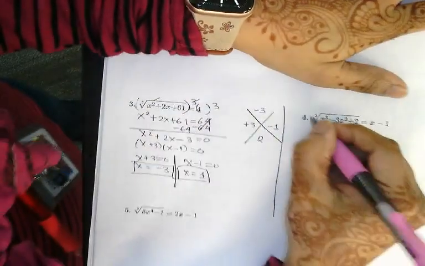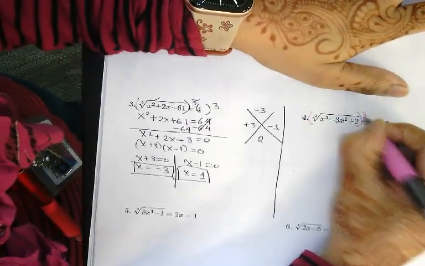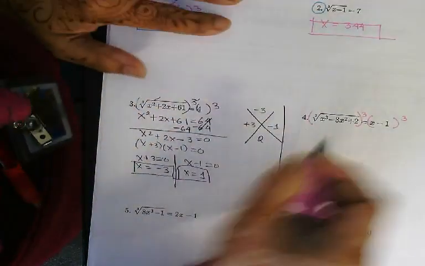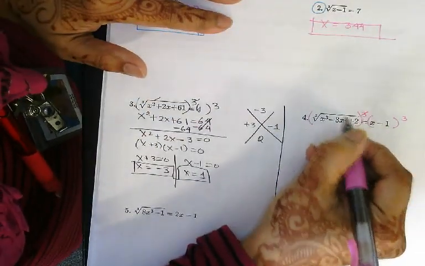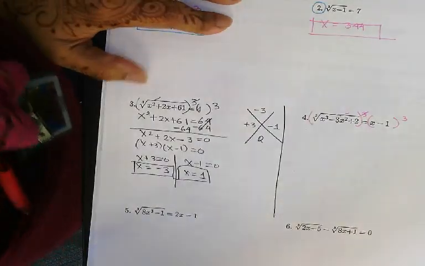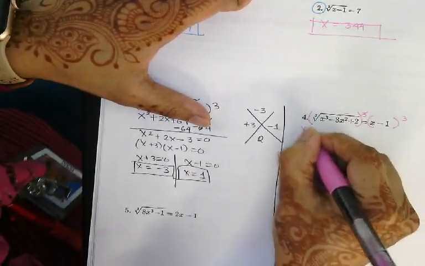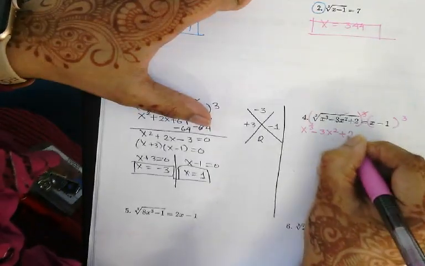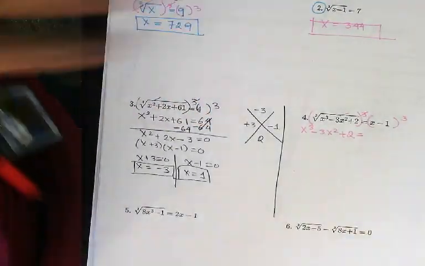Cube both sides. Let's cube both sides. So the cube and the cube root are going to cancel each other, correct? So the left side is free. I have x cubed minus 3x squared plus 2 is equal to.